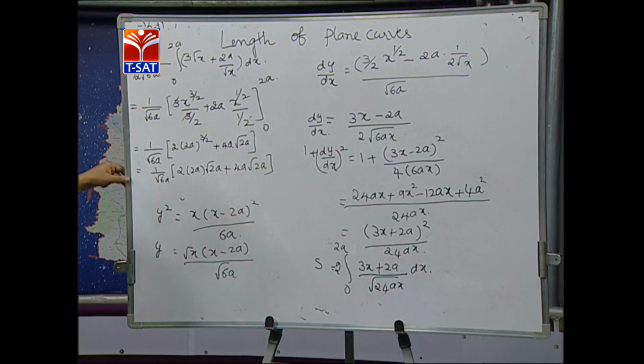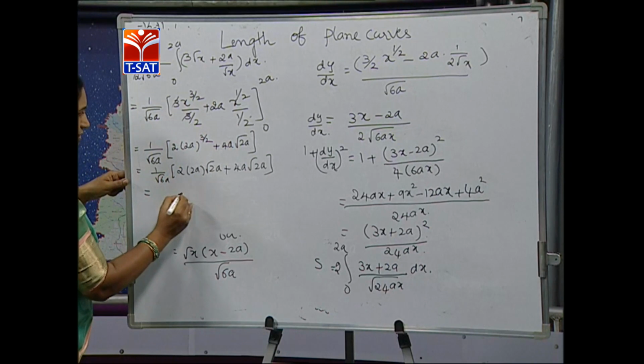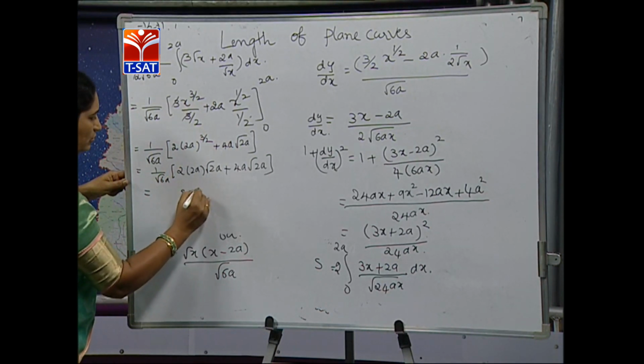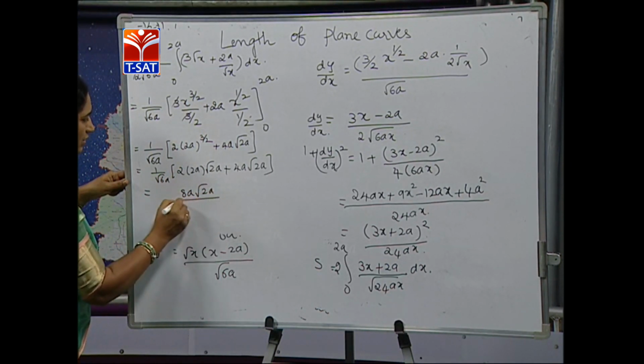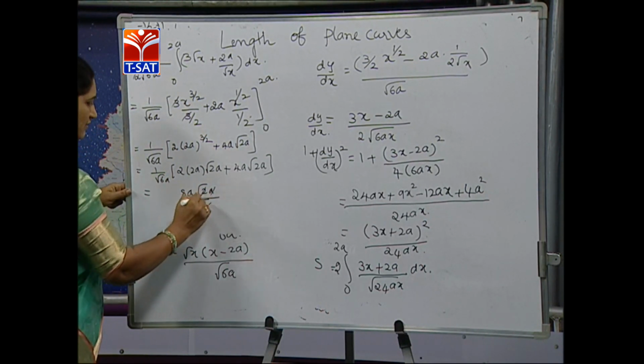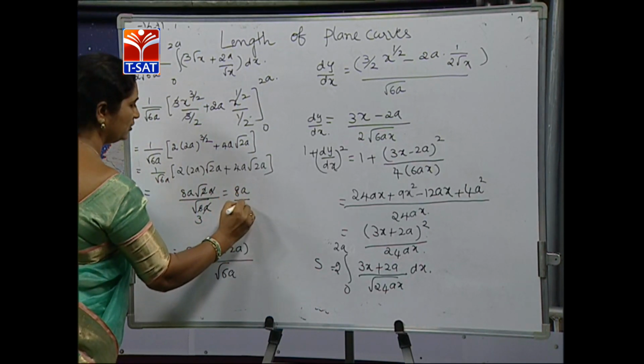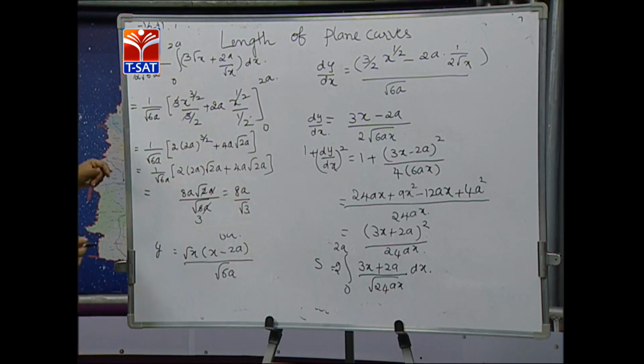So, what are we getting? The value as 4a plus 4a, 8a, into root 2a by root 6a. The root a gets cancelled, leaving 3. So 8a by root 3. So the required length is 8a by root 3.